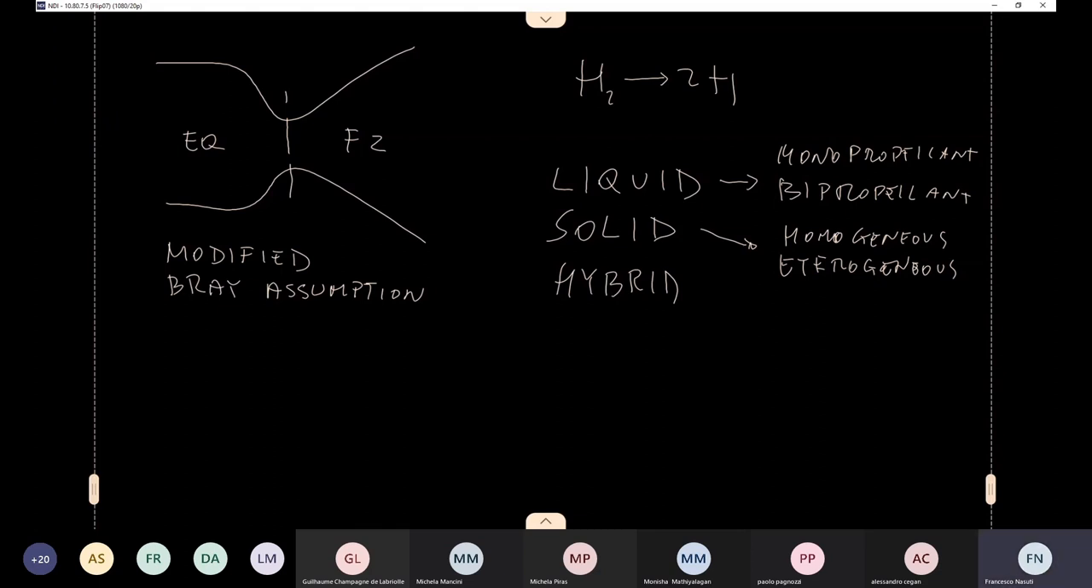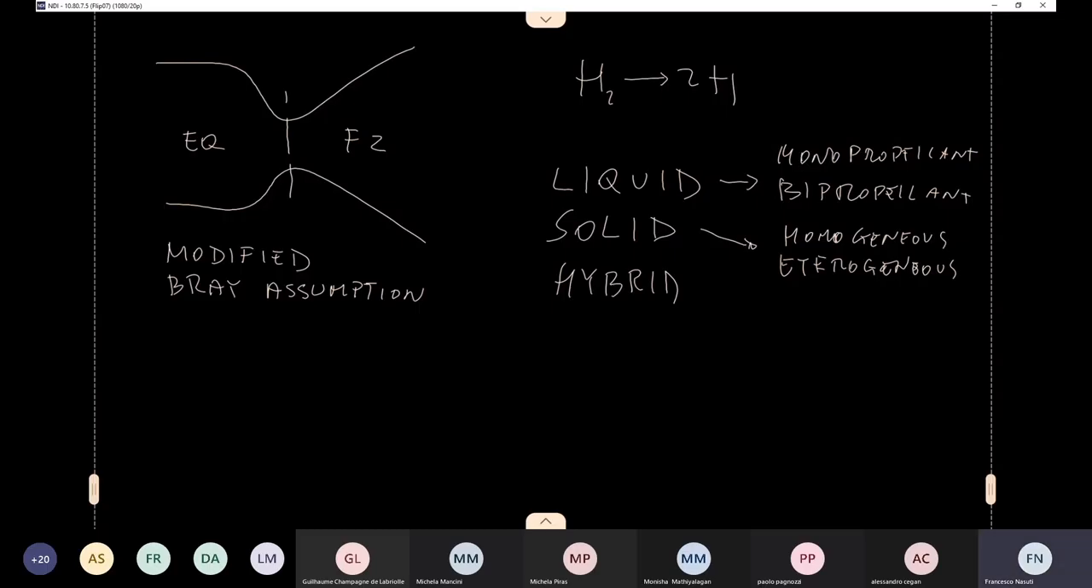Then we have the hybrid. Like in bipropellants, we can consider the two reactants, the oxidizer and the fuel, stored in different phases but separate. So, for instance, we can have a solid fuel and a liquid oxidizer, or vice versa, a solid oxidizer and a liquid fuel. The first case is more common, whereas the second case, with solid oxidizer and liquid fuel, is less common, and it's also called an inverse hybrid rocket.